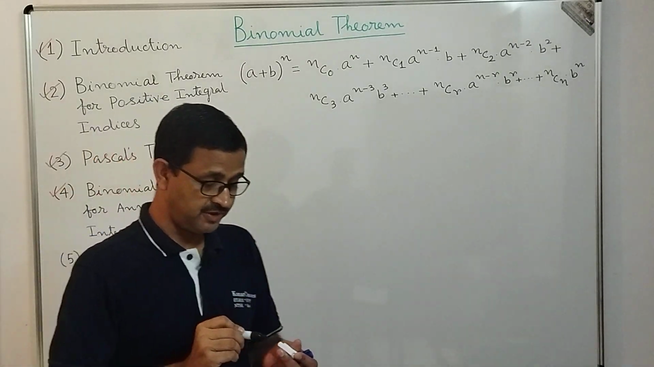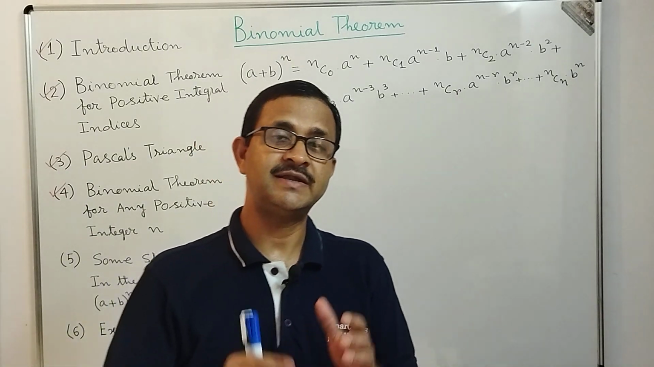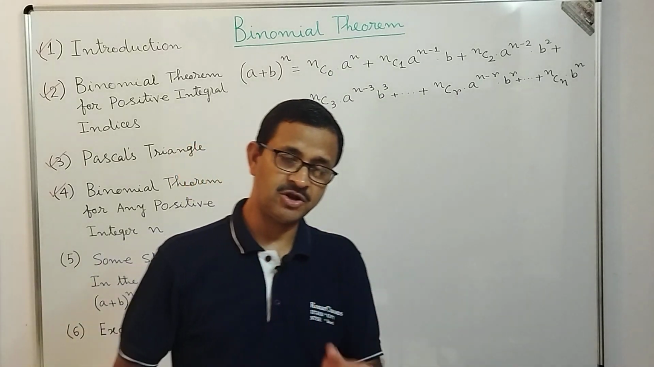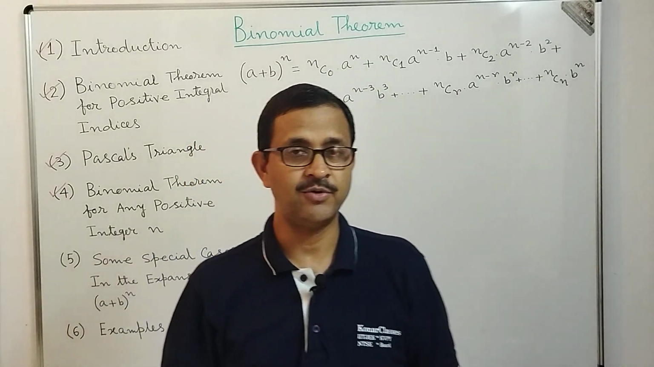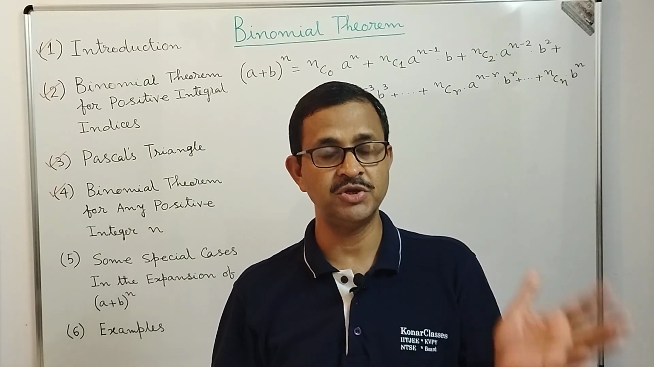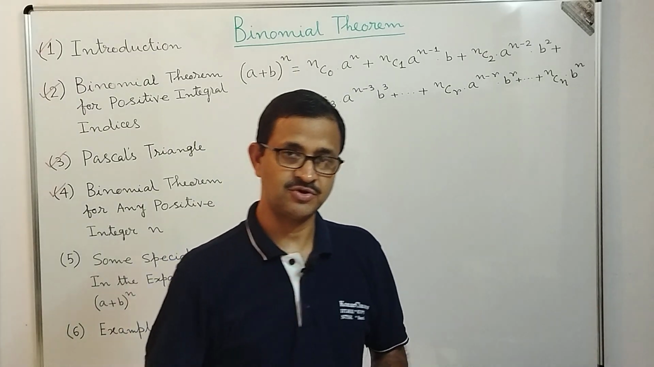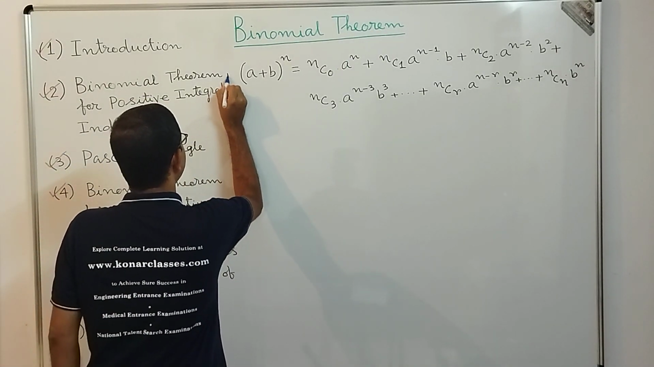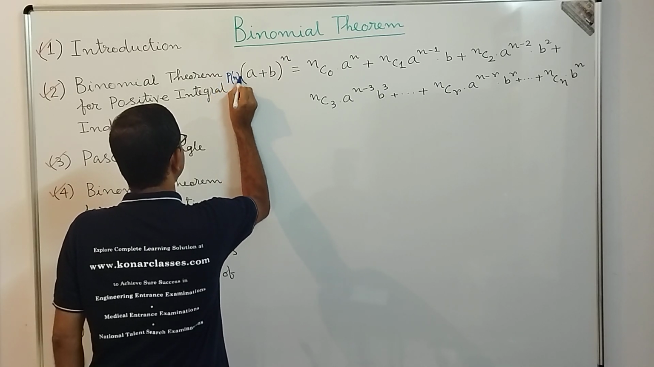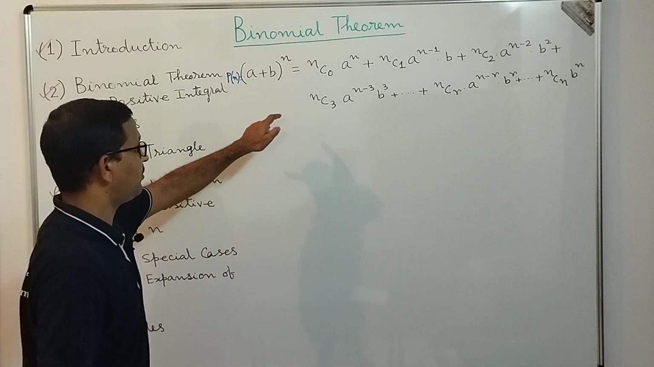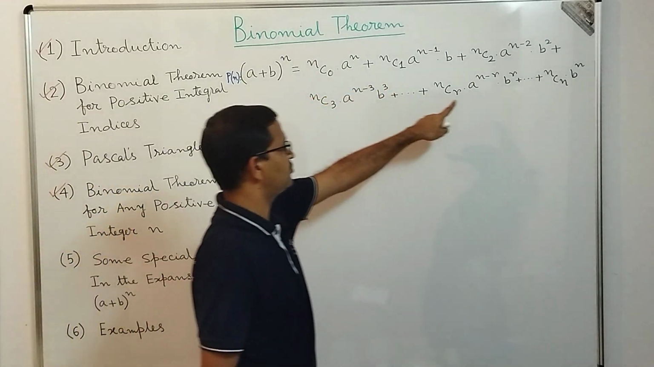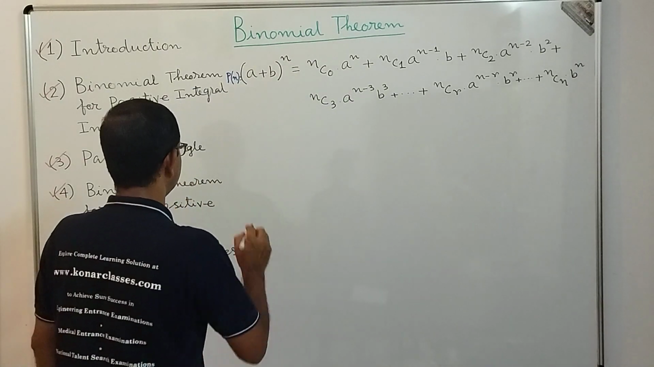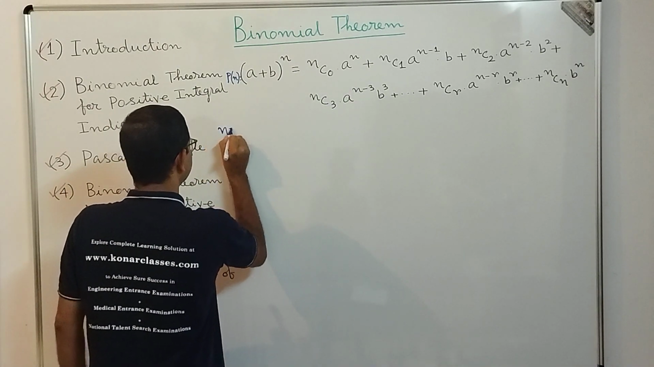Now how are we going to prove it? To prove this, we can take the help of the principle of mathematical induction. Those who are yet to be aware of the principle of mathematical induction, please look into my relevant video lectures on it. So according to that, let P(n) be the mathematical proposition, that is, (a + b)^n is equal to nC0 a^n and so on, up to nCn b^n.